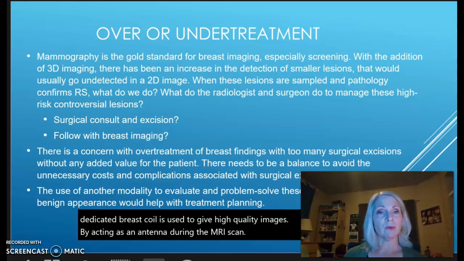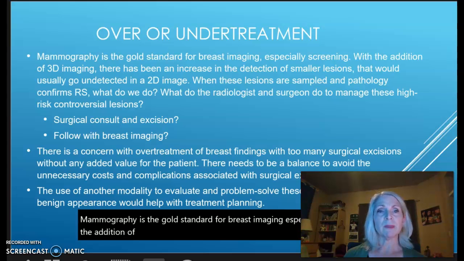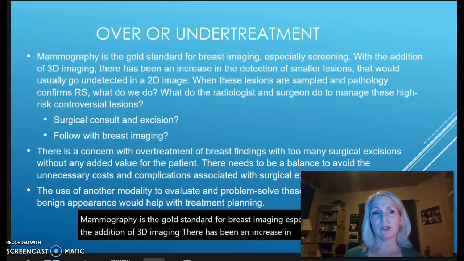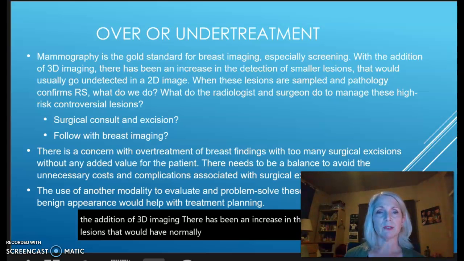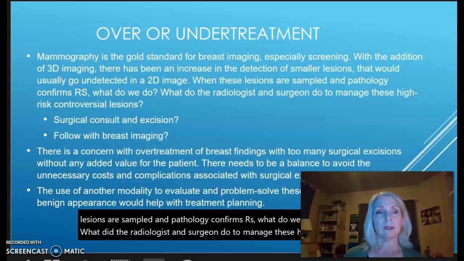Mammography is the gold standard for breast imaging, especially screening. With the addition of 3D imaging, there has been an increase in the detection of smaller lesions that would have normally gone undetected in a 2D image. When these lesions are sampled and pathology confirms RS, what do we do? What do the radiologist and surgeon do to manage these high-risk controversial lesions?